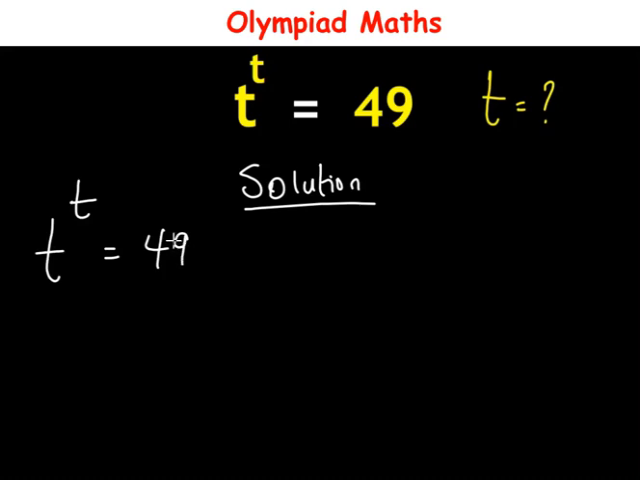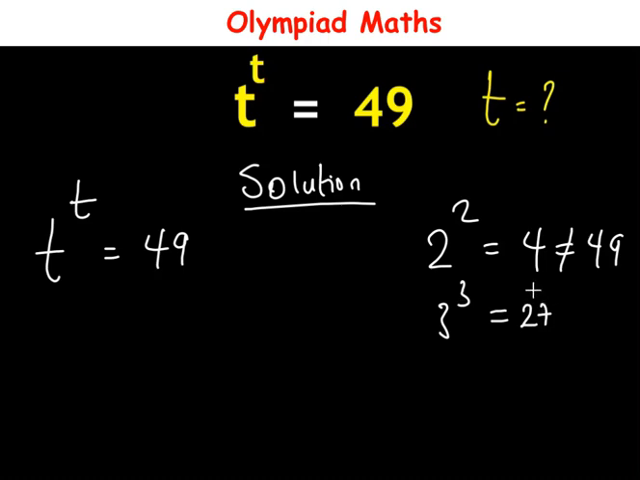Now let's assume we solve this by simple assumption, because you will think of a number, and that number you raise it to that same number, and that number must equal 49. So let's say we try out 2. 2 to the power of 2 is equal to 4, and this is not equal to 49. If we try out 3, 3 raised to power 3 is equal to 27, and this is not equal to 49. If you continue by trying out 4, 4 raised to the power of 4 is equal to 256, and this is not equal to 49.